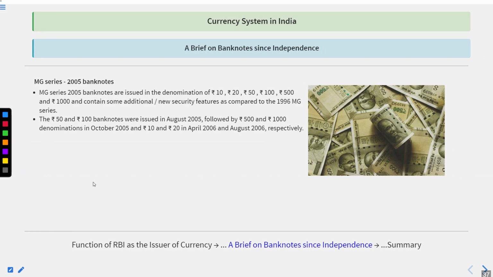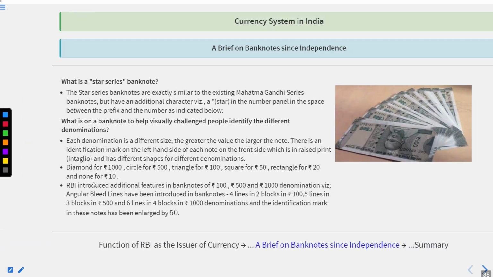MG series 2005 banknotes. MG series 2005 banknotes were issued in the denomination of rupees 10, 20, 50, 100, 500 and 1000, and contain some additional new security features as compared to the 1996 MG series. 50 and 100 notes were issued in August 2005, followed by 500 and 1000 denominations in October 2005, and 10 and 20 in April 2006 and August 2006 respectively.